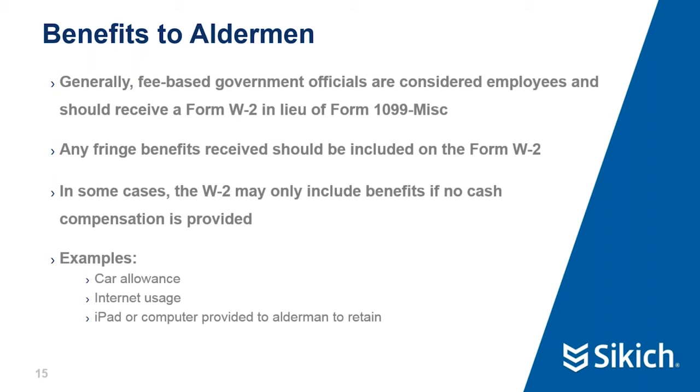This is specific to our governmental folks out there. The benefits to aldermen and to trustees is that anyone who's being paid, they are considered employees, and they should receive a W-2 and not a 1099 miscellaneous. And when they receive the W-2, be sure to consider if there are any fringe benefits that are being received by the individual throughout the year. So they may not include any cash compensation, but if they are receiving fringe benefits that fall within the compensation, they may need to receive a W-2. And I have a couple of examples here on the slide.